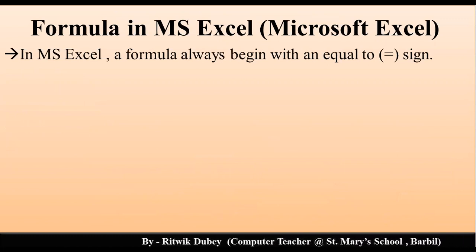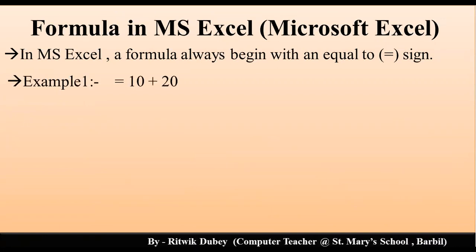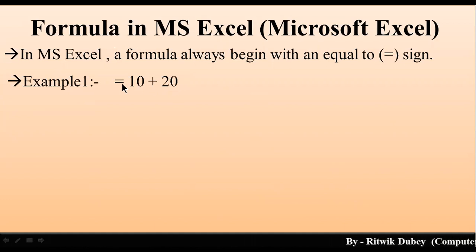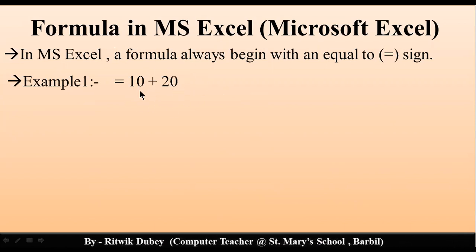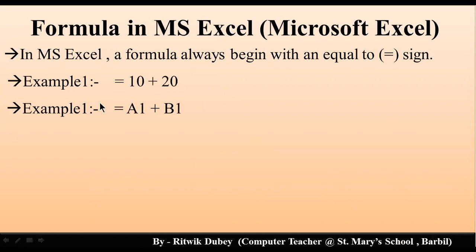Always remember, a formula in MS Excel begins with an equal to sign. If we are not giving the equal to sign at the beginning of the formula, it won't be considered a formula in MS Excel. For example, if you write only 10 plus 20, it won't be considered a formula. You will have to write =10+20. This is a formula to add two constant values, 10 and 20, and it begins with an equal to sign. Sorry, I have written example 1 here, it should be example 2.